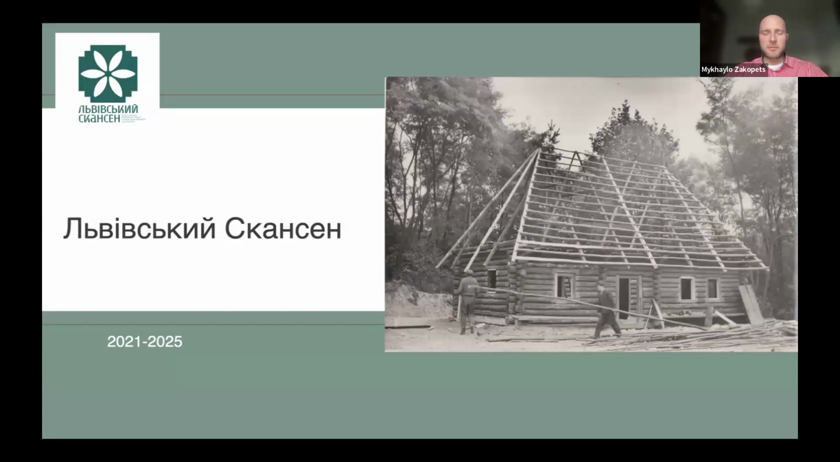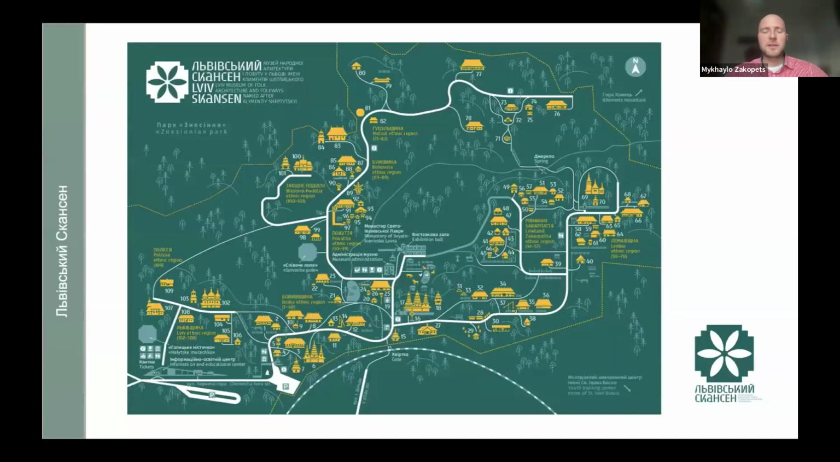I'm going to tell you about things we are engaged in during these 4 years since 2021, this is the period which had plentiful challenges and both COVID and full-scale invasion. So you can already see our first hut, which was moved here to our museum from elsewhere. Actually, this Open Sky Museum has more than 120 objects, and it is a huge territory.